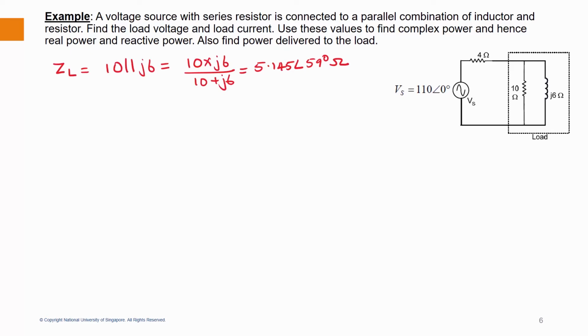First, we need to find the equivalent load here, which is 10 ohms parallel to j6 ohms, which gives us a value of 5.145 at an angle of 59 degrees ohms. The source voltage is 110 volts at 0 degrees.